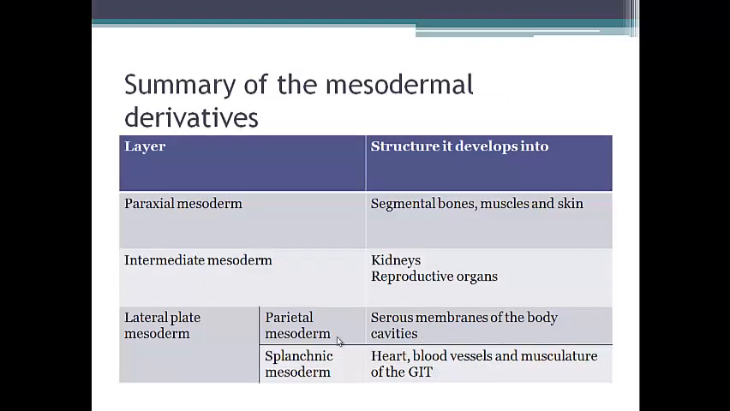Okay, so this table just summarizes all the derivatives of the mesoderm. You've got the paraxial mesoderm becoming the segmental bones, muscles, and dermis of the skin. The intermediate mesoderm, remember, becomes the kidneys and reproductive organs. And the lateral plate mesoderm becomes the serous membranes of the body cavity if it is the parietal layer, or it becomes the heart, blood vessels, and muscles of the GIT if it is the splanchnic layer.